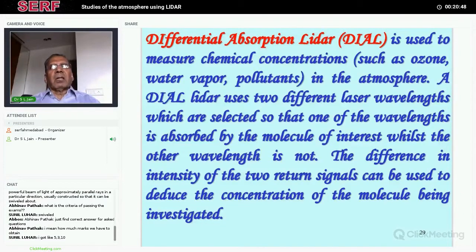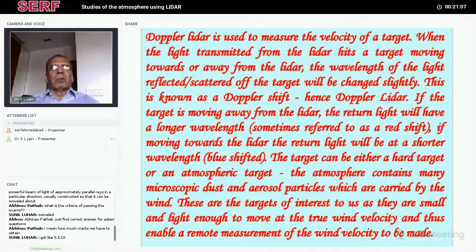So you measure the difference between the absorption at the off line and on the absorption line, and that will give you the information on the concentration of, say, water vapor or ozone or the constituent. So some results I will show later on.